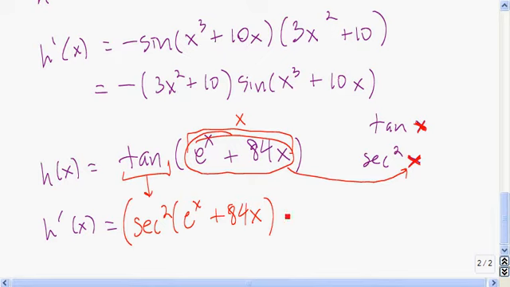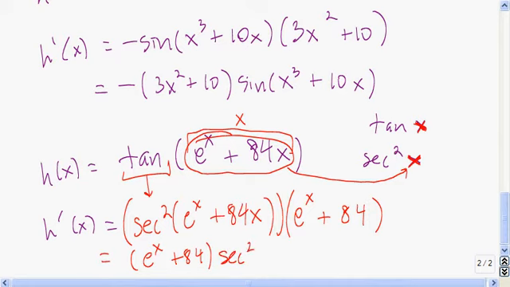And we're going to take this and multiply it by the derivative of the inside function. The derivative of e to the x is e to the x. The derivative of 84x is 84. So I'm just going to clean this up and bring the e to the x plus 84 out front. So we have e to the x plus 84 times the secant squared of e to the x plus 84x.